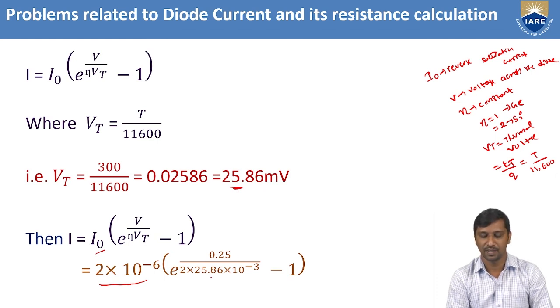25.86 millivolts here, so 25.86 into 10 to the power of minus 3, and this is minus 1. Just simplify the statement here. Then it shows that the current is 0.24 milliamps. After this simplification, we get 0.24 milliamps. Now by using this current, we are going to identify the resistances here.